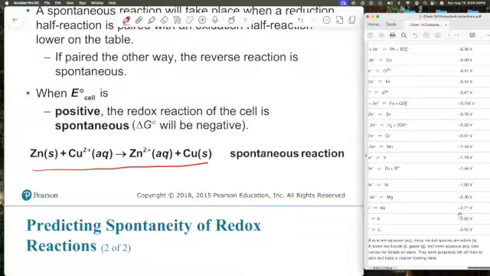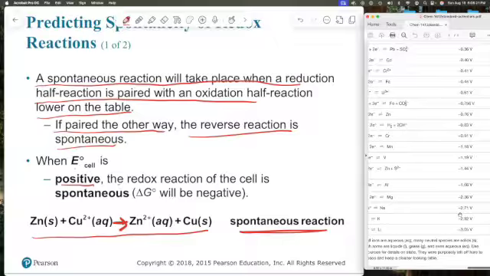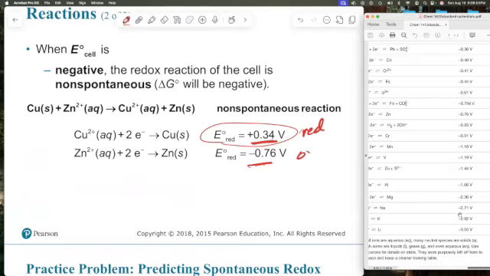Now, remember in the previous chapter, it was mentioned that spontaneity is directional. So if we decide that the forward reaction stated here is a spontaneous reaction, and you reverse this, in other words, you assign the one that prefers oxidation a reduction role and vice versa, you will get a non-spontaneous reaction. When the E of the cell is positive, the redox reaction is spontaneous because delta G will be negative. So we can see here, this one being positive wants to really be reduced because it's further up. This is negative, this one really wants to be oxidized. When you're given those roles, then you end up having a spontaneous reaction.